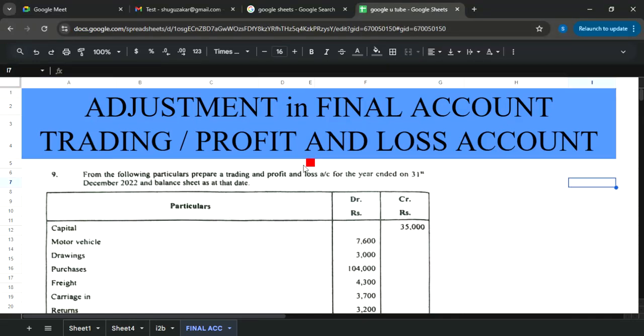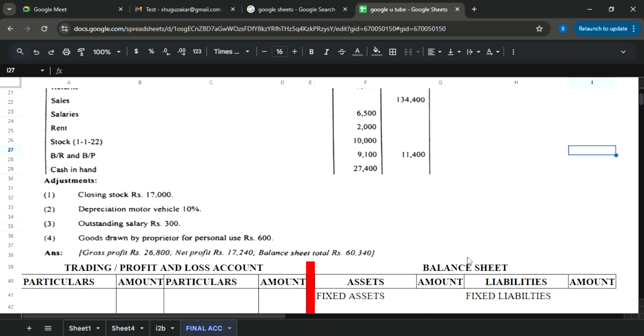Today's target is to solve question number 9. The chapter which we are related with is adjustment in final account. As usual, we are provided a trial balance, debit and credit columns are present. Beside this, we have been given 4 adjustments, and as a first step we will solve these adjustments. We are now ready to start our question, so let's begin.